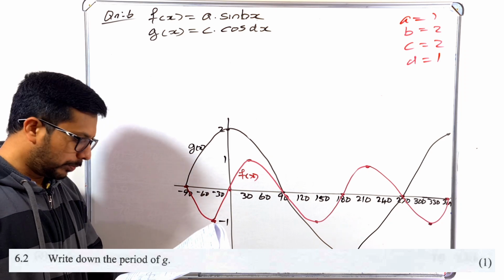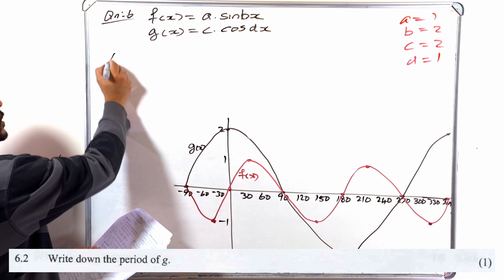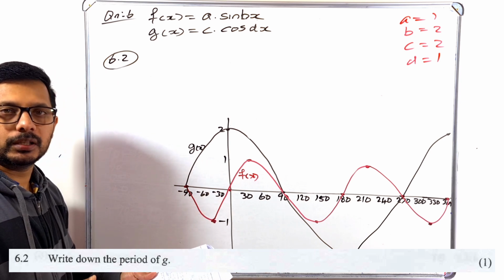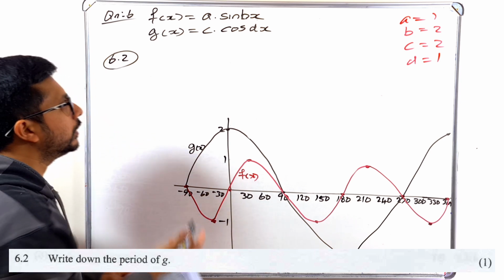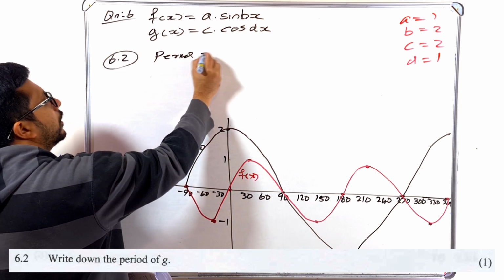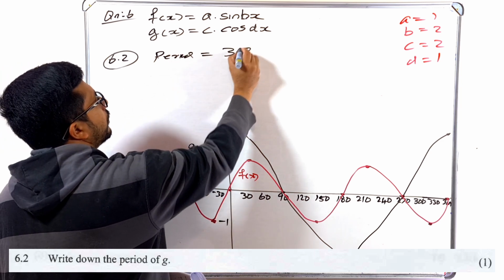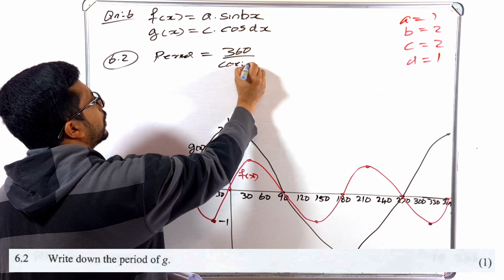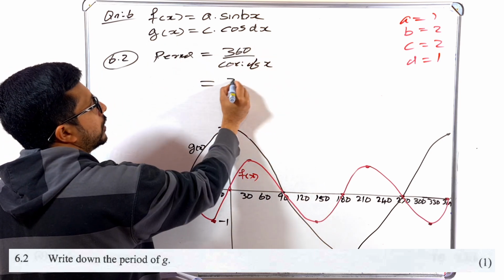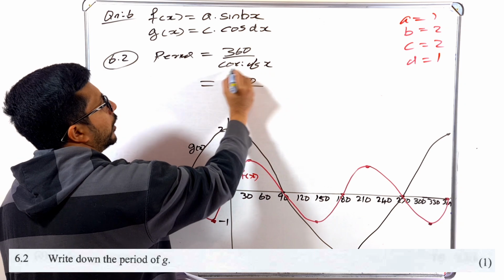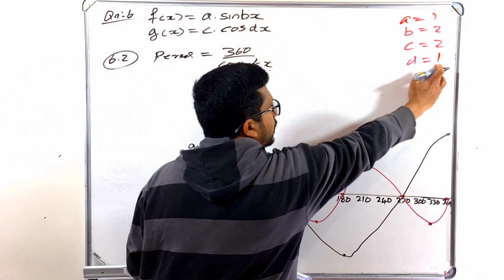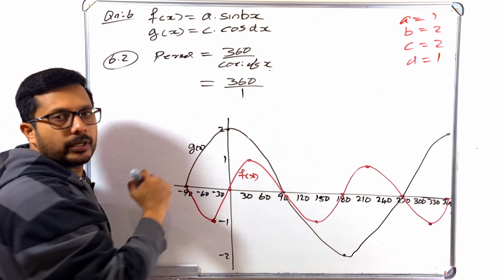Next question, question number 6.2. Here the question is, what is the period of G? We already got G. Anyway, period is equal to 360 divided by the coefficient of x. Period of G, so it is this one. So it is 360 divided by the coefficient of x. The coefficient of x is d. We already got d as 1. So it is 360 divided by 1.